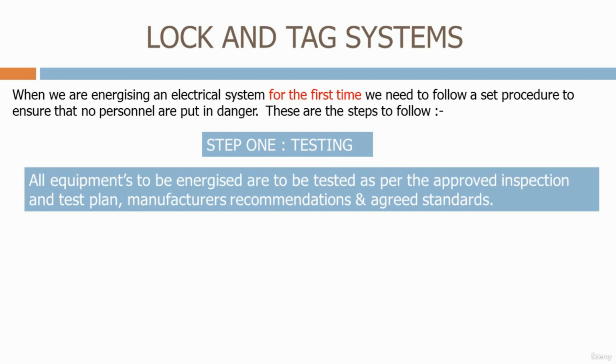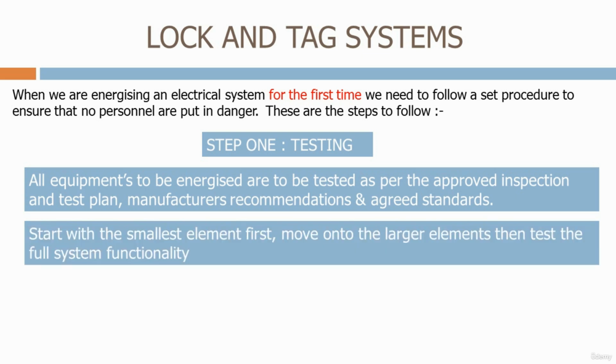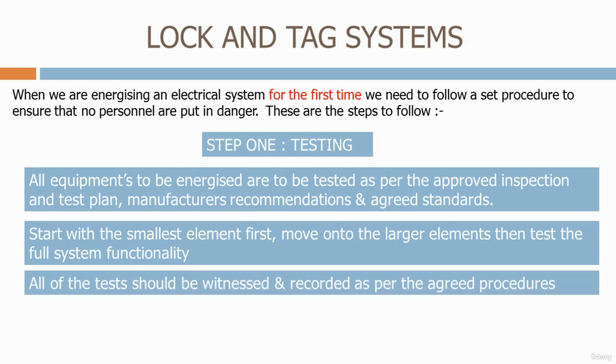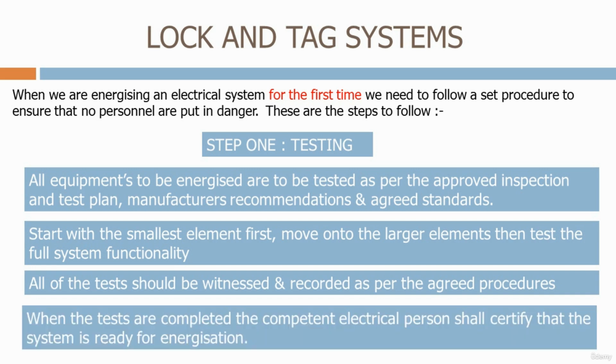Firstly, we need to make sure that all equipment to be energized is tested as per the approved inspection and test plan, manufacturer's recommendations, and agreed standards. We start with the smallest element first, move on to the larger elements, then test the full system functionality. All of the tests should be witnessed and recorded as per the agreed procedures. When the tests are completed, the competent electrical person shall certify that the system is ready for energization.